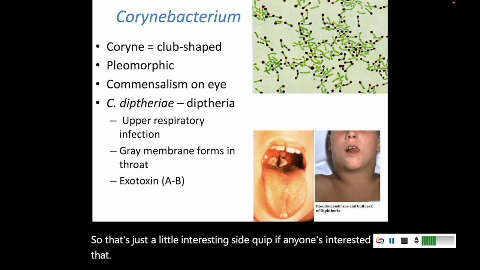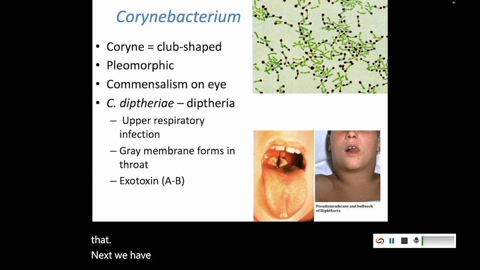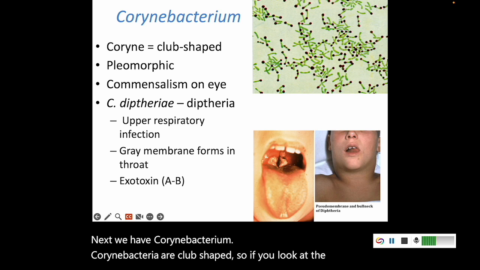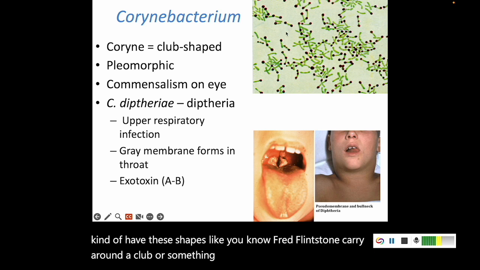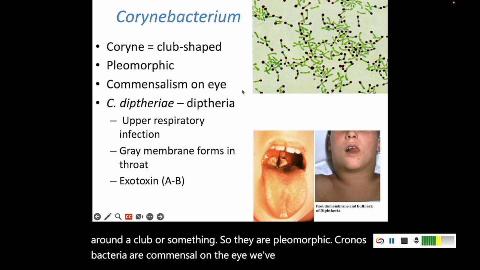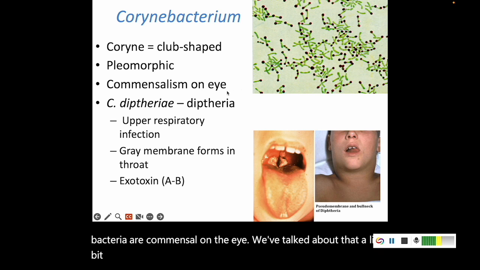Next, we have Corynebacteria. Corynebacteria are club-shaped. So if you look at the picture, they kind of have these shapes like a club Fred Flintstone would carry around. So they are pleomorphic. Corynebacteria are commensal on the eye. We've talked about that a little bit already, that it can grow on the eye without much impact on you.